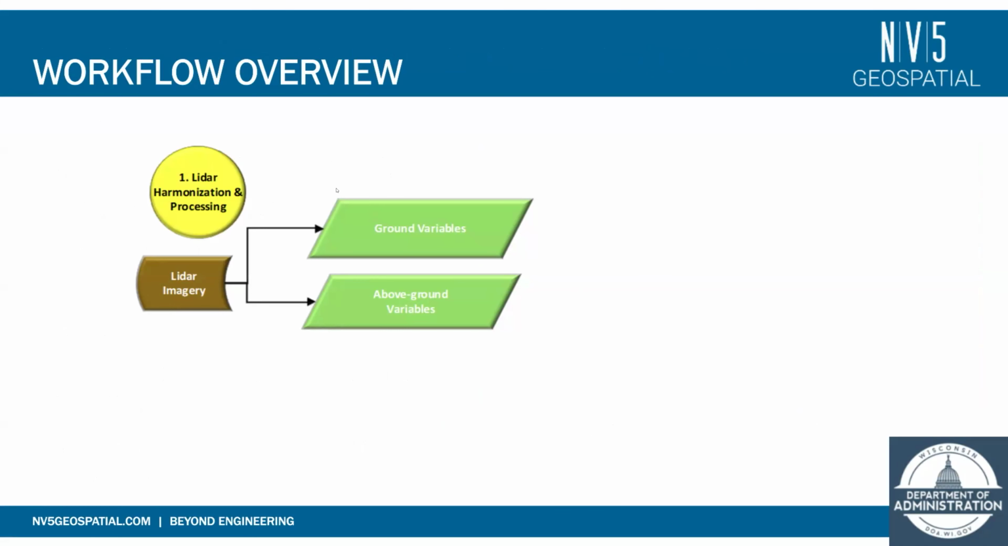Since we didn't collect lidar on a watershed basis, we usually have to mesh together different lidar data sets that may have been collected at different times, different years, different sensors. So we harmonize and process. We go back to the original point clouds and we create ground variables that could be topographic index, DEMs, and we do above ground variables that relate to the tree canopy, the buildings, etc. So that's the first step.